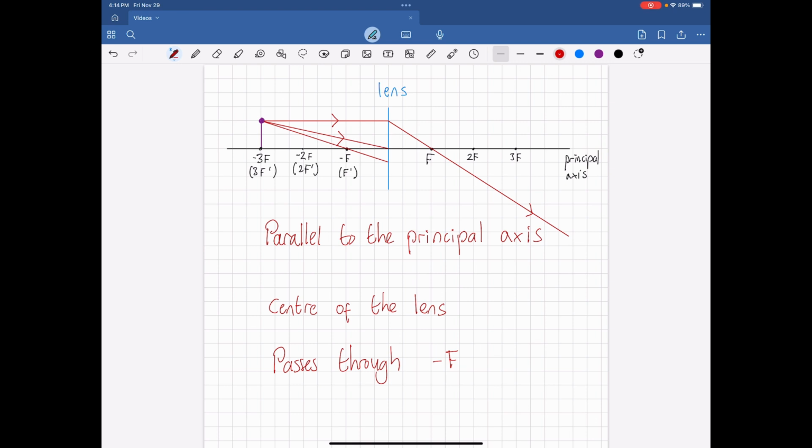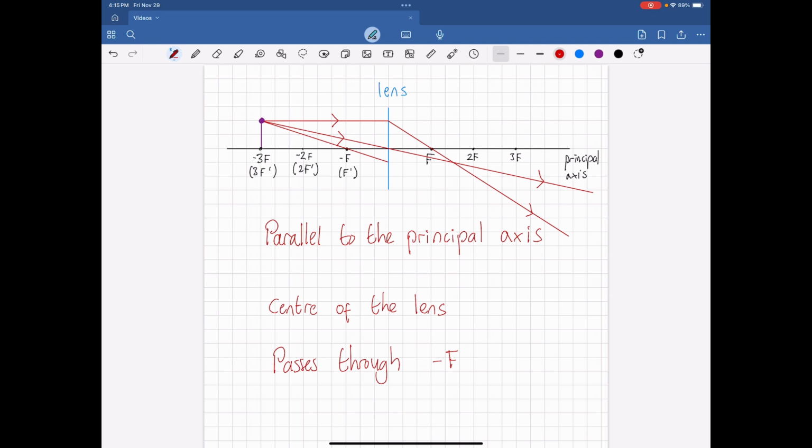The one that goes through the center of the lens always passes through the lens and is unchanged. We say it is undeviated as it passes through. So what that looks like in practice will be something like this, something like that there. So we can see that it's passed through the lens and it did not change direction as it passed through the lens. That's the second rule.